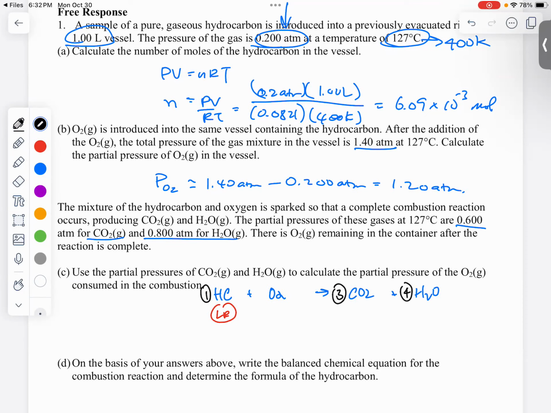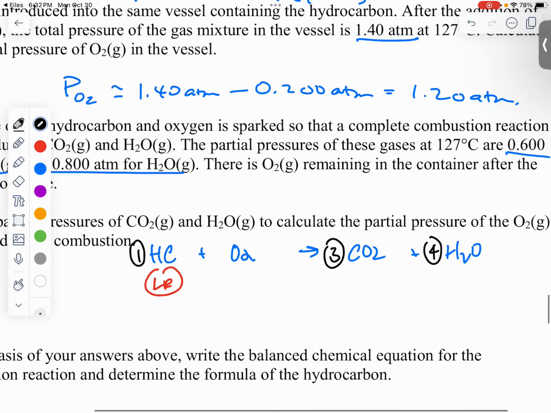So you could actually figure out the actual hydrocarbon because you've got 3 carbons on the right and 8 hydrogen atoms. So that means the hydrocarbon of interest is C3H8, or at least C3H8.